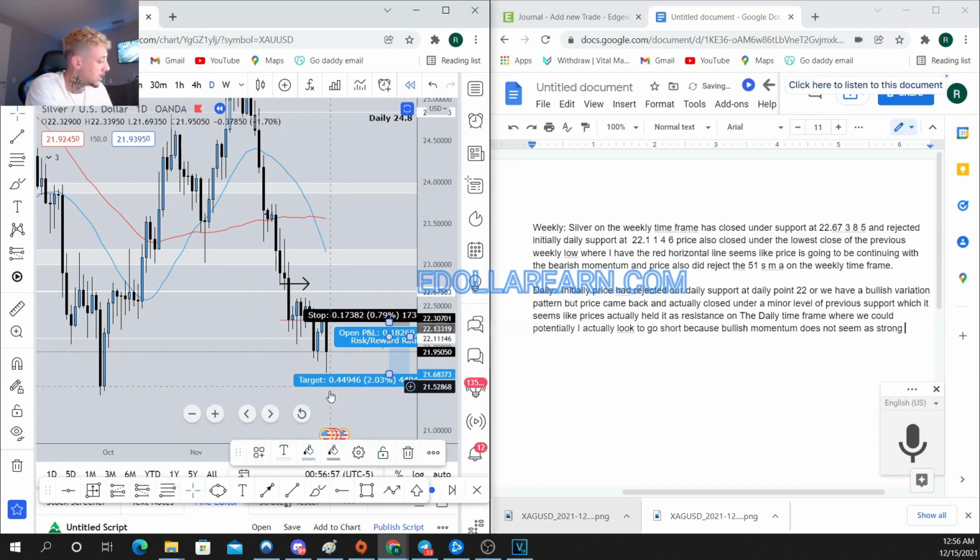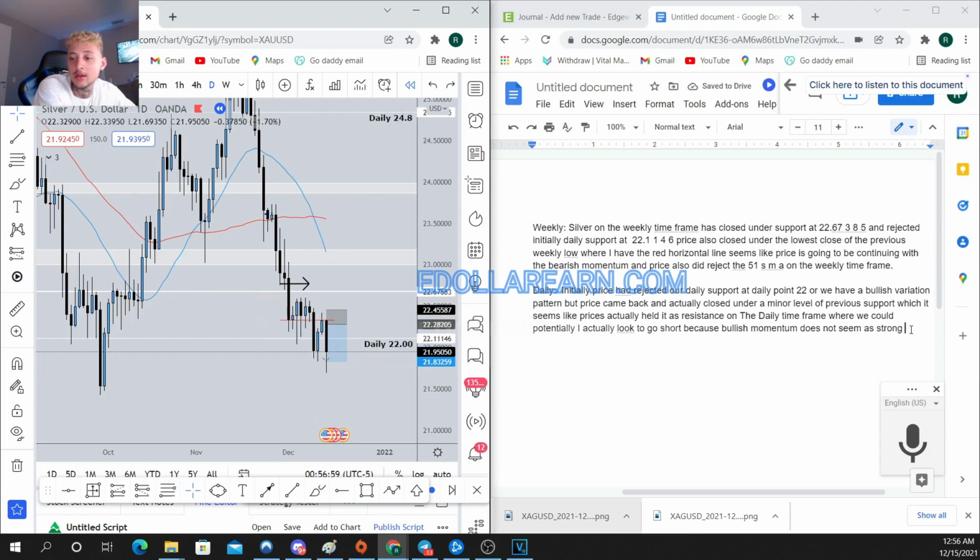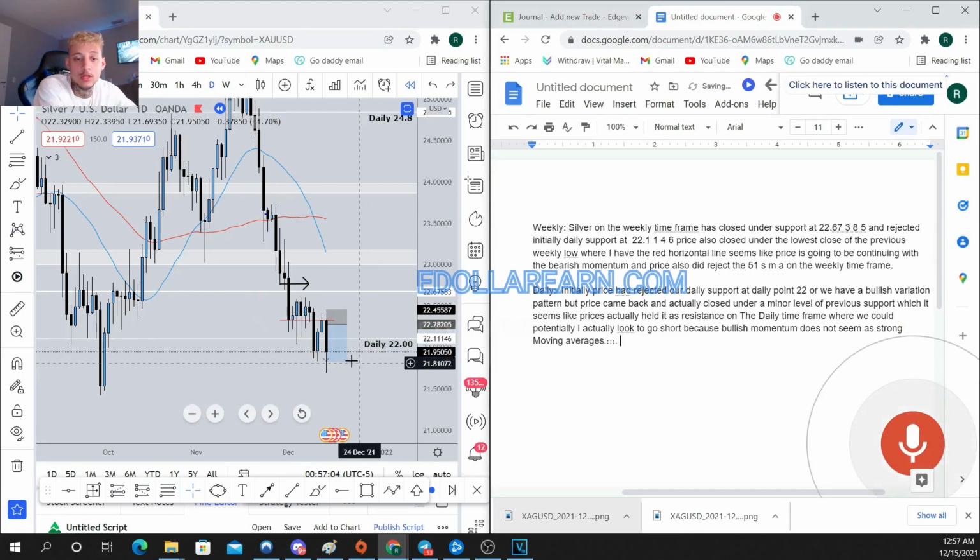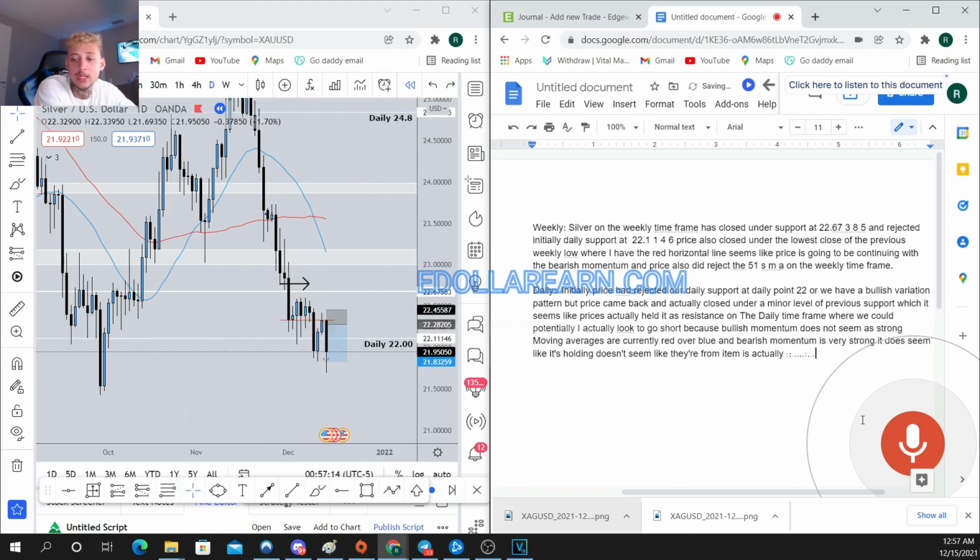Then I want to see if there's anything else I could potentially add here. Moving averages are currently red over blue, and bearish momentum is very strong, and it does seem like it's holding. It doesn't seem like bearish momentum is actually slowing down. Simple. All we're going to do is just add notes there.